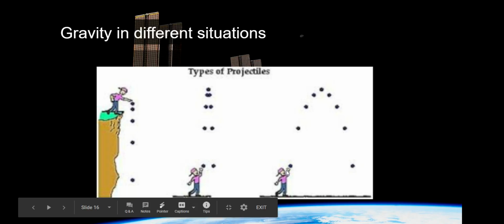All right, so back to our learning target. Recognize that gravity causes acceleration. Anything that is freely falling is going to accelerate. Its velocity is going to become more and more in the down direction.